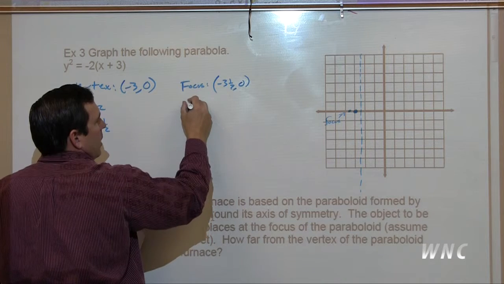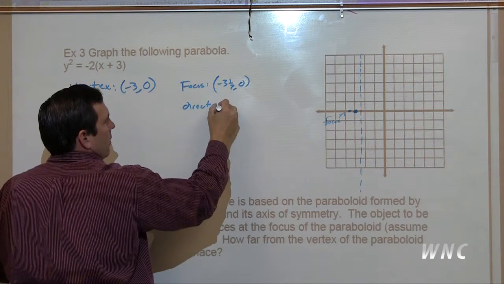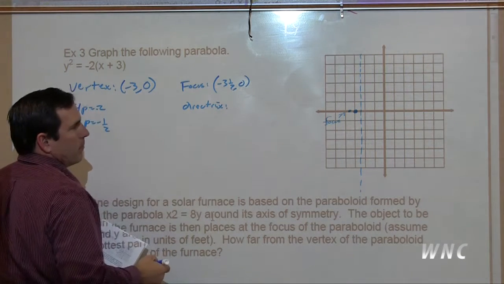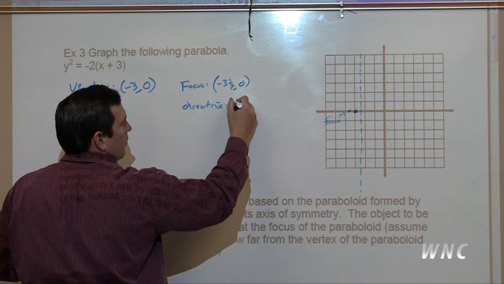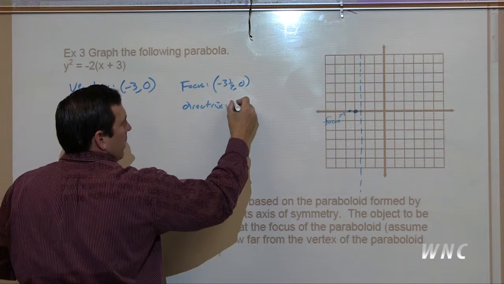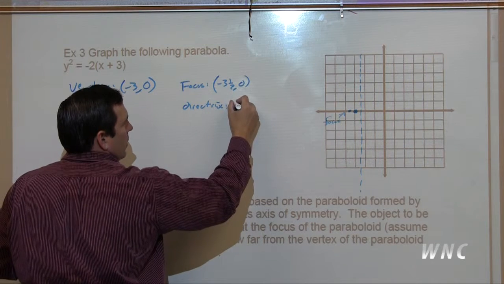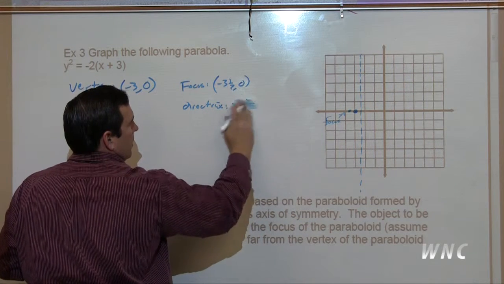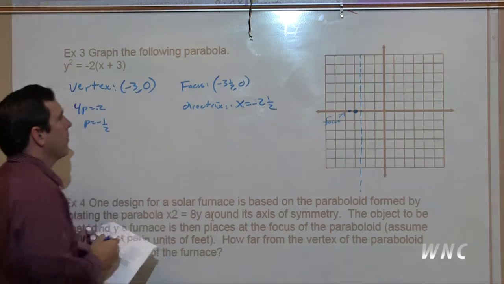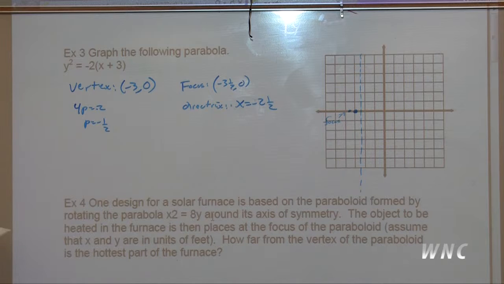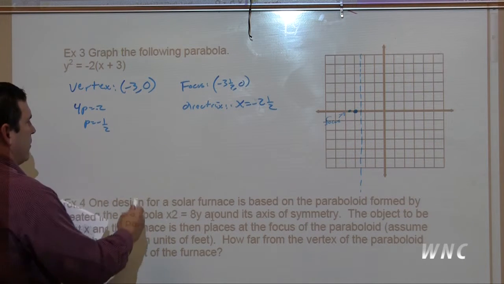And our directrix is going to be located at x equals negative 2.5. Okay. So I have to graph this, and when we have those things, you can just plot some points, and we'll be on our way.